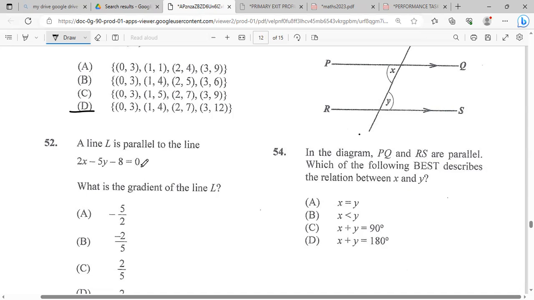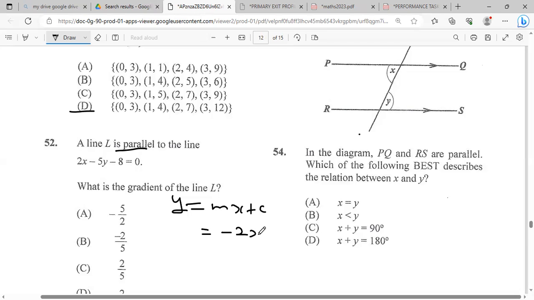All right. So, a line L is parallel. As I was saying, guys, if two lines are parallel, it means that they have the same gradient. So if you figure out the gradient for this, then we're good. Every straight line graph is in the form y equals mx plus c. So let's make y the subject now. So we have negative 5y, so we're going to carry over the x. This is going to become negative 2x.